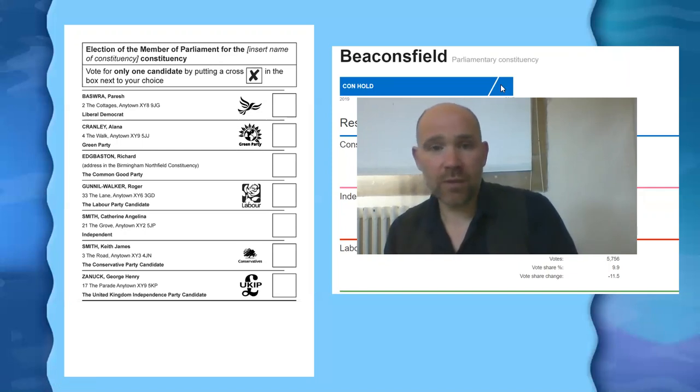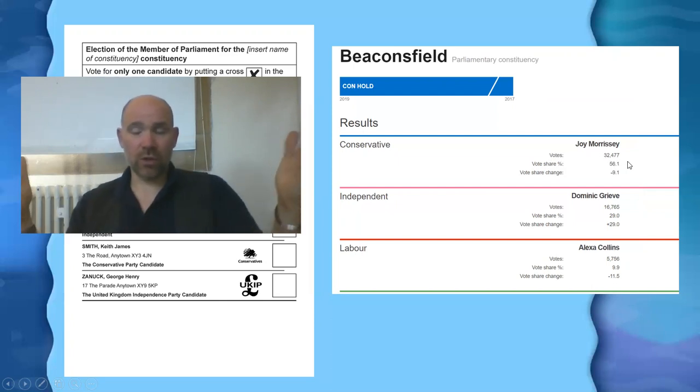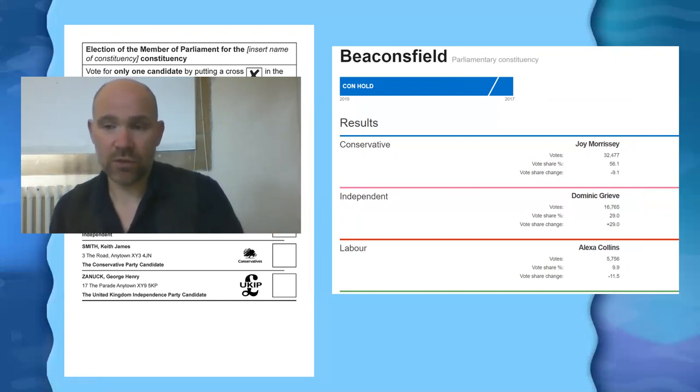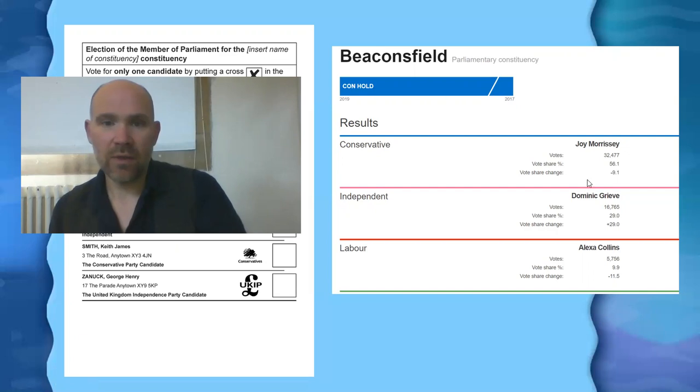Now, my school is in Beaconsfield, so let's have a look at the Beaconsfield results in 2019. It's a Conservative seat, and as you can see here, Joy Morrissey got 32,477 votes, which was 56% of the votes, and so she won. She got the most votes, and therefore she becomes the MP. Dominic Grieve, who ironically was the old MP, he was an independent, came second with 16,000, and Labour came third. There were a few other parties as well, but these were the main three.